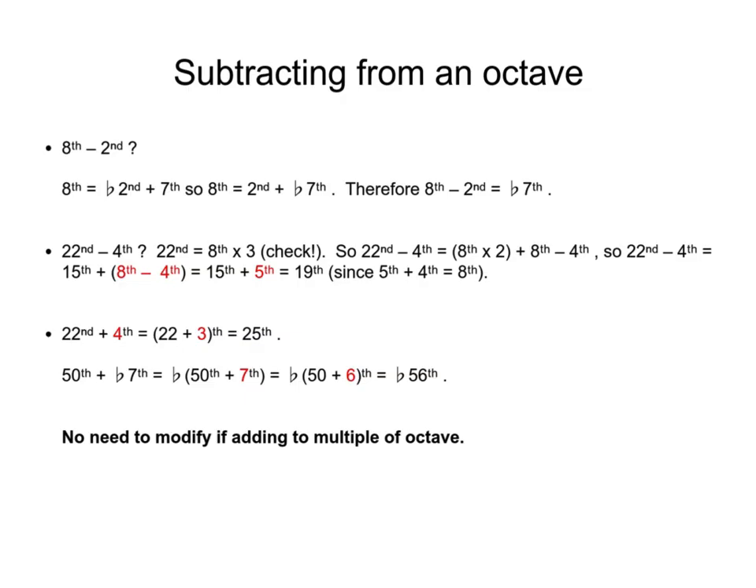Remember what we learned from the properties video, that when adding any interval to a multiple of an octave, you don't have to modify the result of the sum. I mean, unless there's a diminished symbol already there. So 22nd plus 4th is 25th. No modification needed. And 50th plus diminished 7th is a diminished 56th.